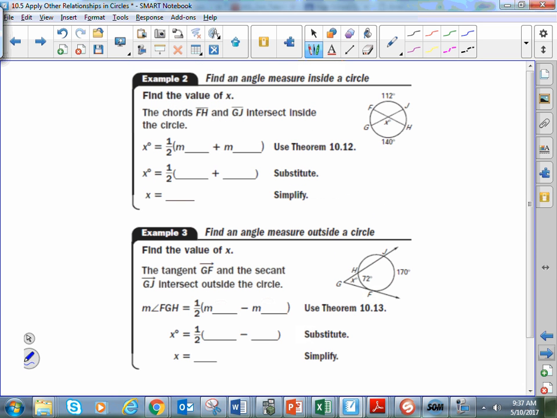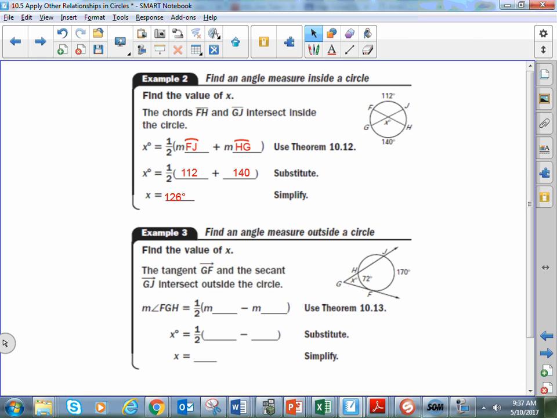So let's go ahead and see how we're going to work this out. All right, we want to know what's the measurement of the angle inside. What is the measurement there at x? Well, according to the equation, it's half of the two arcs added together. So substituting the numbers and using our order of operations, add the two values inside of the parentheses and then take half of it, we would say x is going to be 126 degrees.